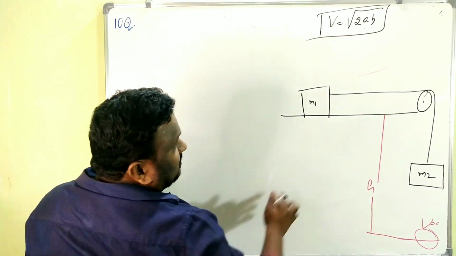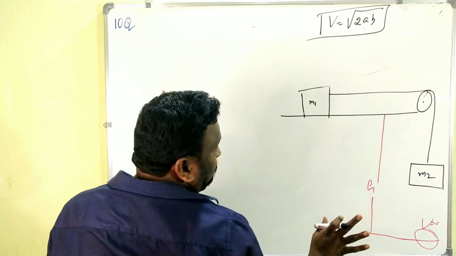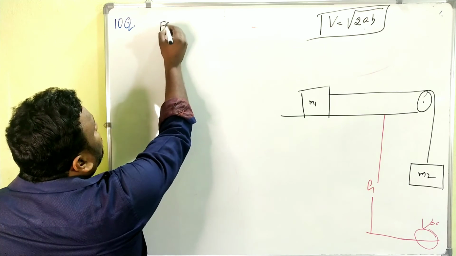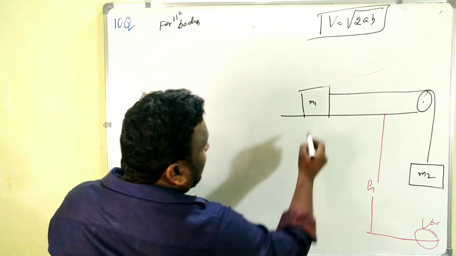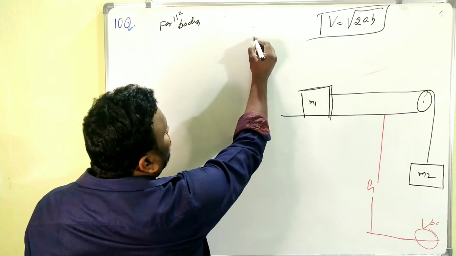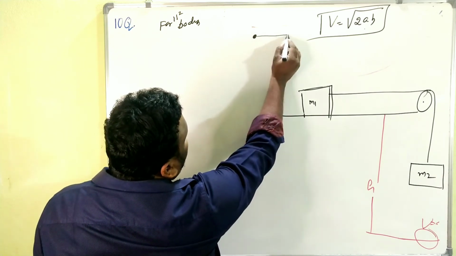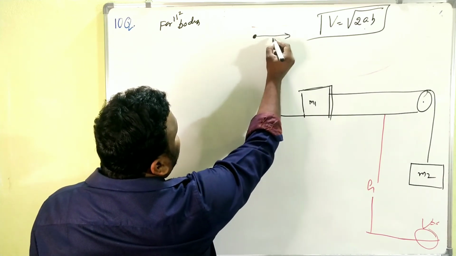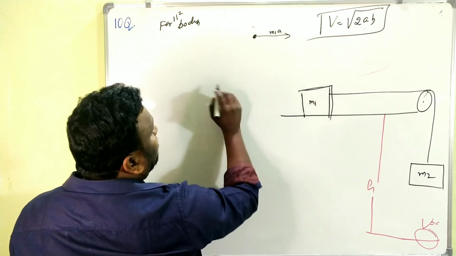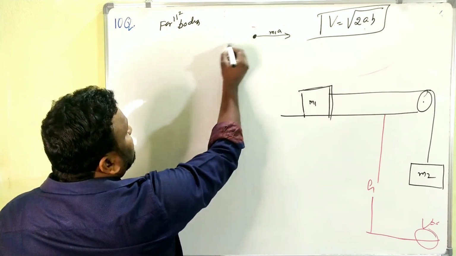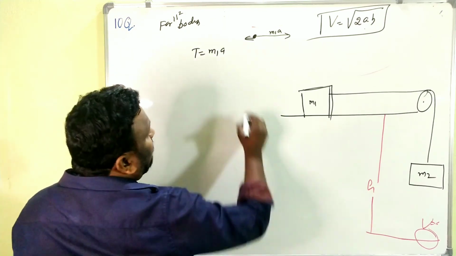Here the two objects have some masses m2 and m1, that is the clue. Now we can go for the first body, M1. For that we have to draw the free body diagram. In this direction, the force M1a is acting, and tension is there. So simply, tension T is equal to M1a for the first body.